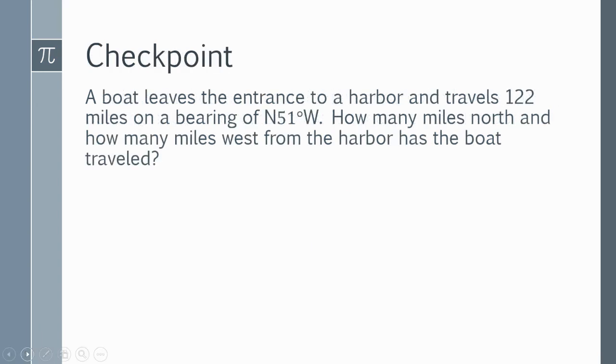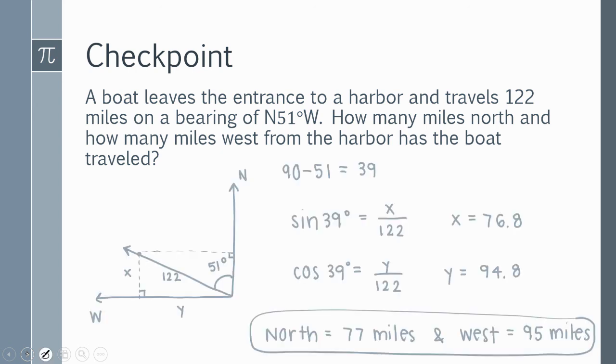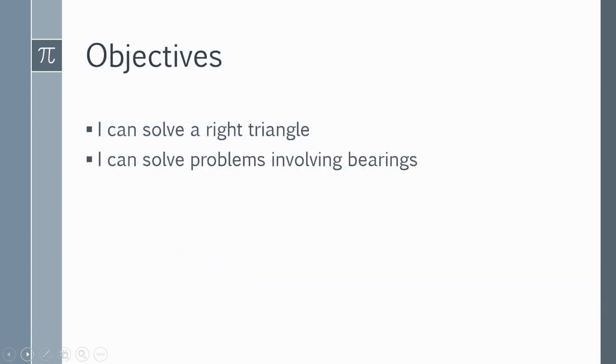Go ahead and pause the video, see if you can do this checkpoint problem. Okay, so with this, here's my picture. A couple different ways for you to set it up depending on which side you wanted to create that triangle. But essentially, you should have gotten 77 miles north and 95 miles west. And that's us solving a right triangle, but incorporating those bearings into those application problems.